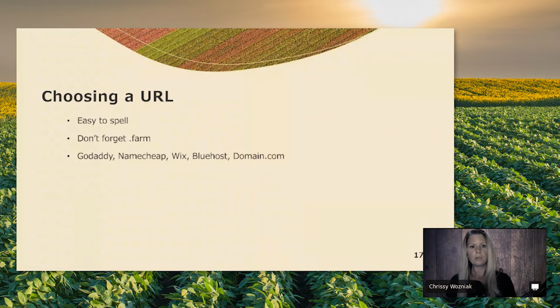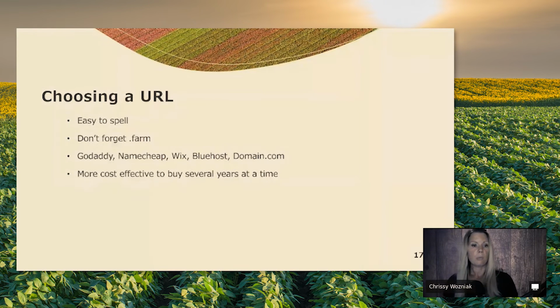And then where you go to get this is you can go to GoDaddy, Namecheap, even Wix. You can get your URL through Wix, through Bluehost, through domain.com. I would check with what platform you think you're going to use first to see if they'll host straight through there, which is sometimes a little bit more cost effective. But I also like to check with GoDaddy and Namecheap as well, because if there's available URLs, usually they're all selling the same one and maybe you can get a deal.